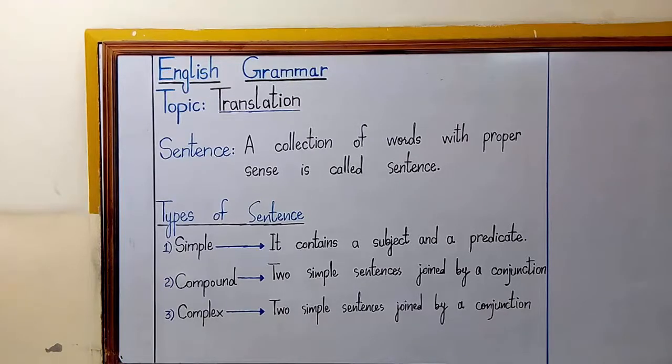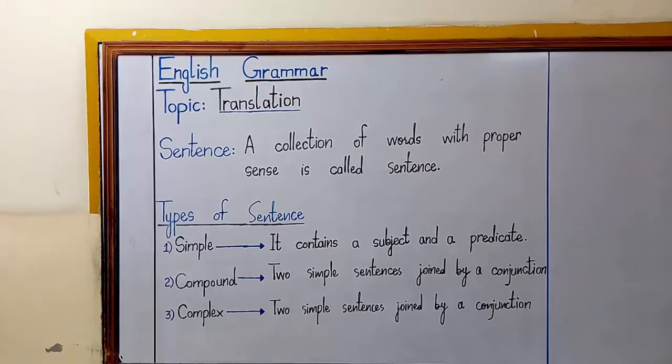There are 3 types of sentences. Simple sentence: a sentence that contains a subject and a predicate is called a simple sentence. There are 2 more types, compound and complex, and you can see on the board I have written the description for compound and complex sentence. 2 simple sentences joined by a conjunction can be called a compound sentence and can be called a complex sentence. And you already know what a simple sentence is. A simple sentence contains a subject and a predicate.